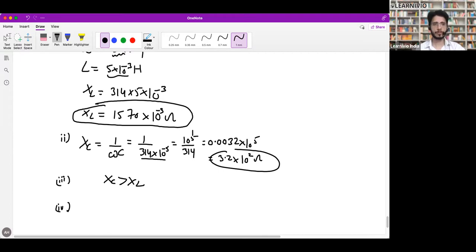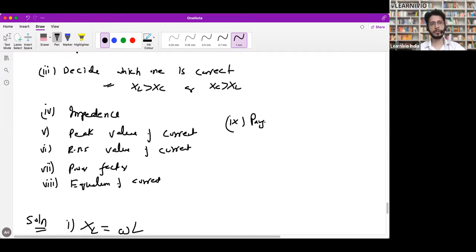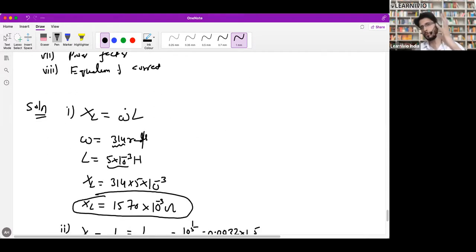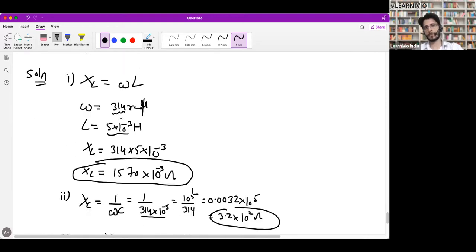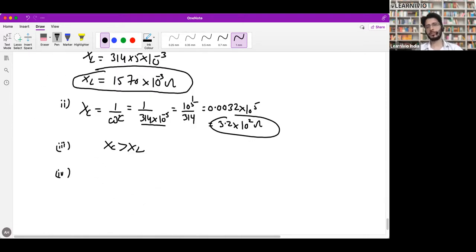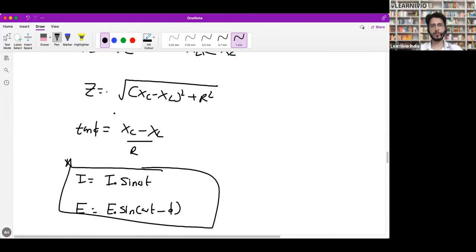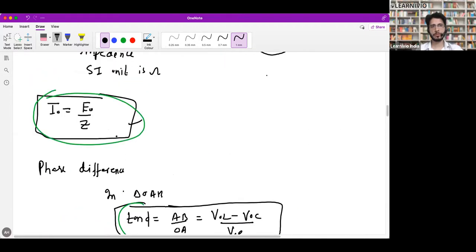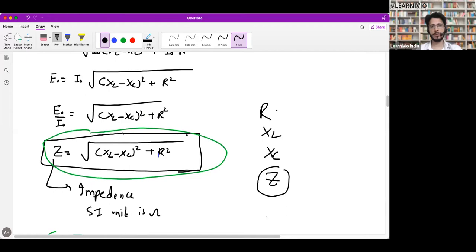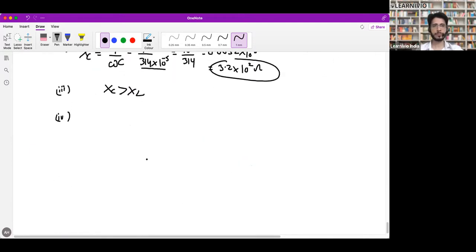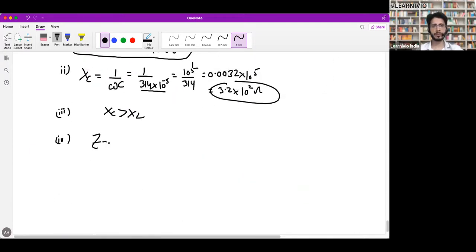The fourth part, you need impedance. Shahzada, do you remember any formula for impedance? Check, just turn your pages for the LCR circuit. Try to find the expression for impedance. See, Shahzada, this is the impedance: the square root of XL minus XC whole square plus R square. So what was the formula for impedance? Just tell me.